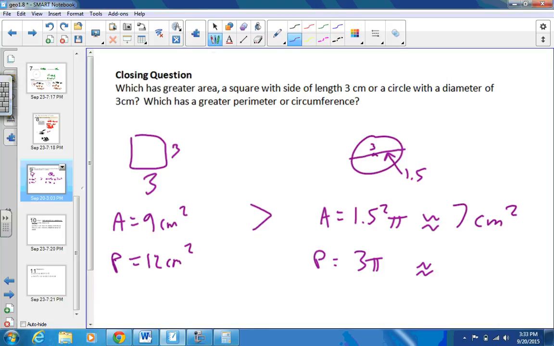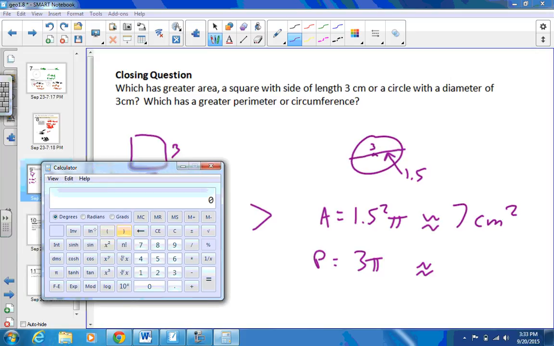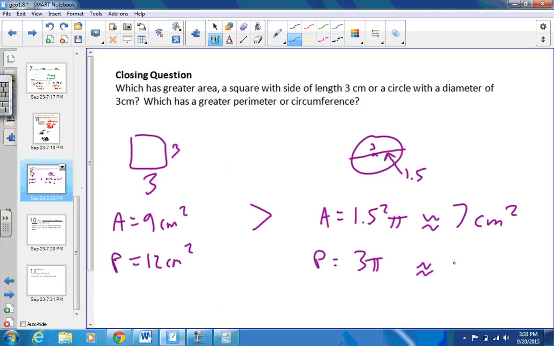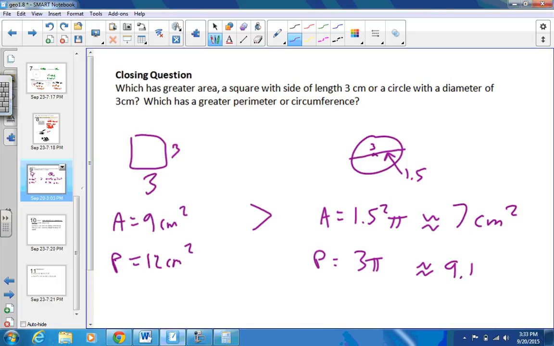Now let's check the 3 pi. There you go. It would be 3 pi times 3, 9.4-ish. Alright, same thing goes here. The square has the greater perimeter. Alright, and this one has actually circumference.